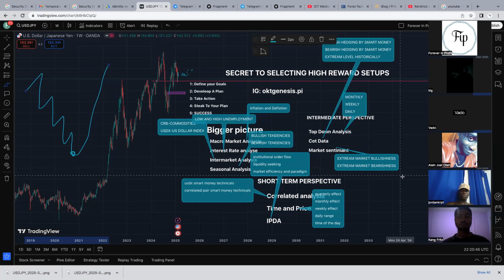Market sentiment, bullish in every single thing. You can actually capitalize on that. You can position yourself in one way or the other and help yourself with that.